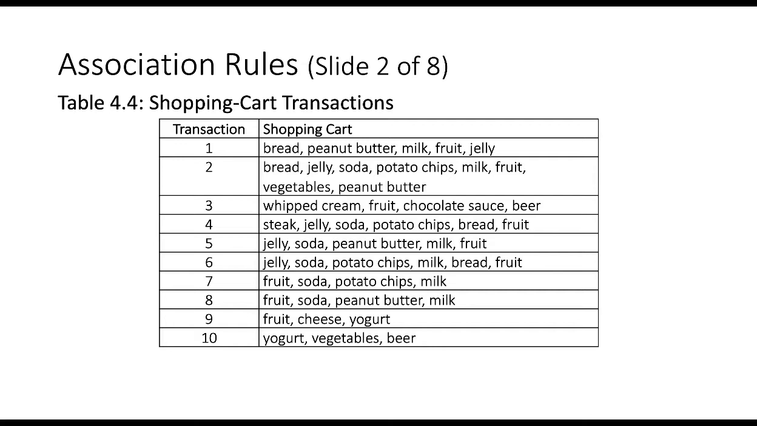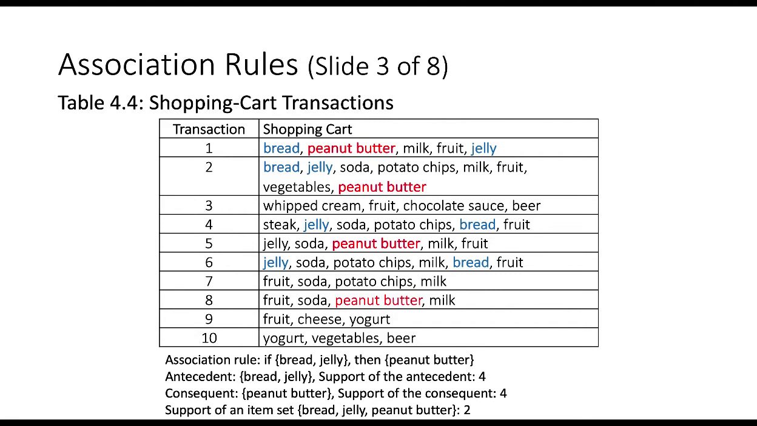That's right, you may quickly find patterns like bread almost always goes with peanut butter or jelly, but not all the time, or fruit goes with milk. An example of an association rule from this data would be: if bread and jelly, then peanut butter. It means that if a transaction includes bread and jelly, then it also includes peanut butter. There are a few concepts in association rules.